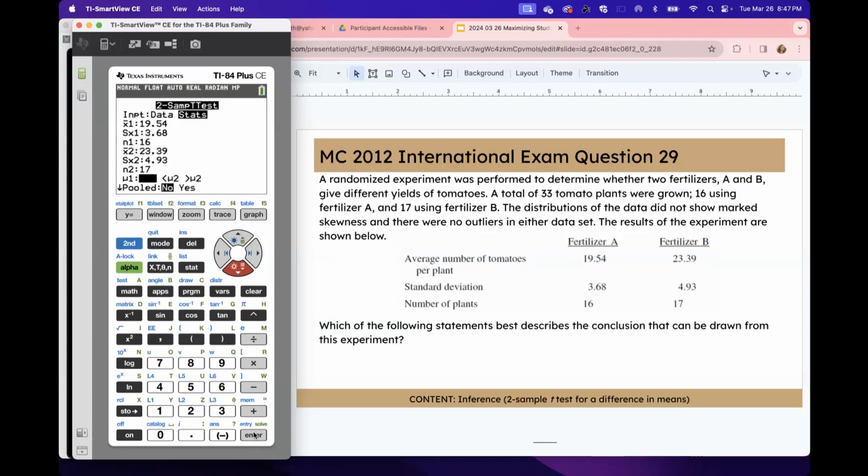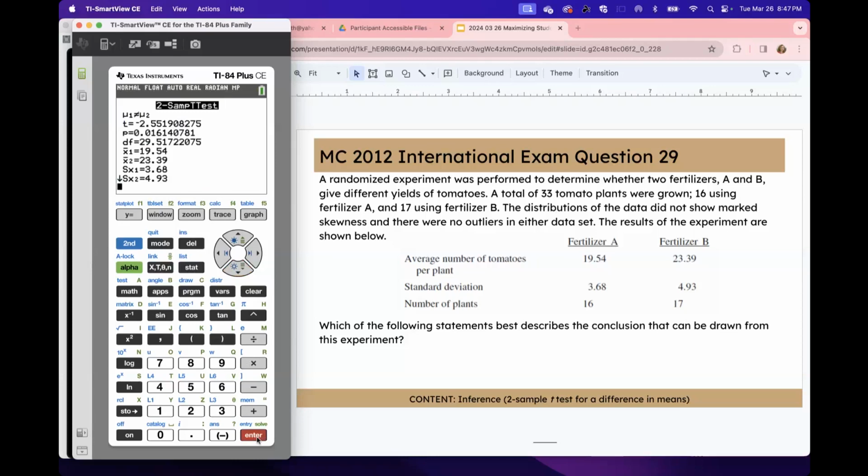The only decision that I really have to make besides which test to run is, what am I seeking evidence for? And this is where, going back and reading the question, I'm trying to determine whether the 2 fertilizers give different yields. So it's nothing about one being greater than the other, being better than the other. It's just, are they different? So that's a does not equal to. Never change the default on the pooled.